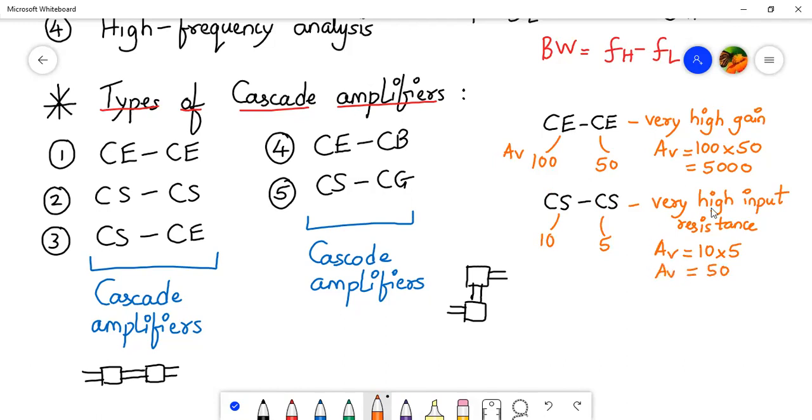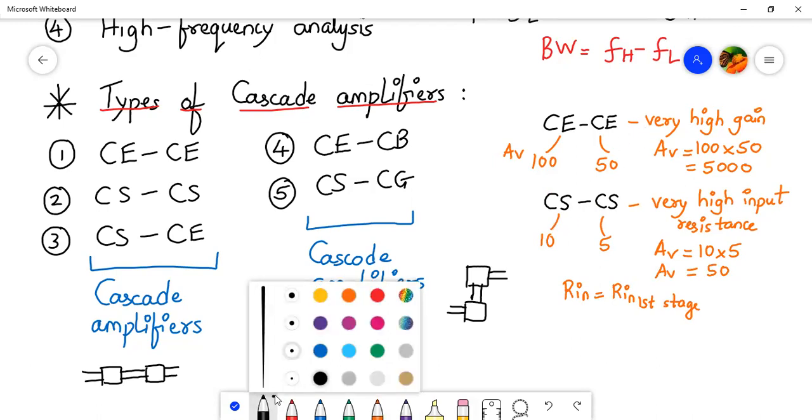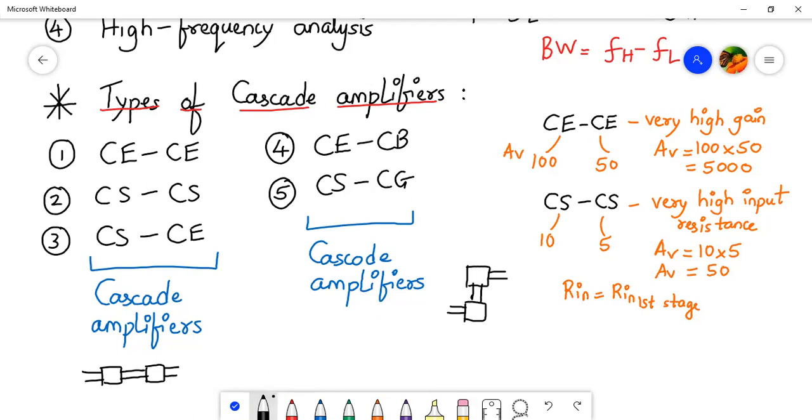But what's the advantage over here? The advantage is that, since the first stage is a common source, Rin, the input resistance, will be equal to the input resistance of the first stage. And we know that for a MOSFET, the input resistance is very, very high. Okay, so that's why the input resistance of a common source cascade amplifier is very, very high. It offers very high input resistance. Okay, now the third category, the best one, is where the advantages of both common emitter and common source are taken care of. So let's just consider this third case.